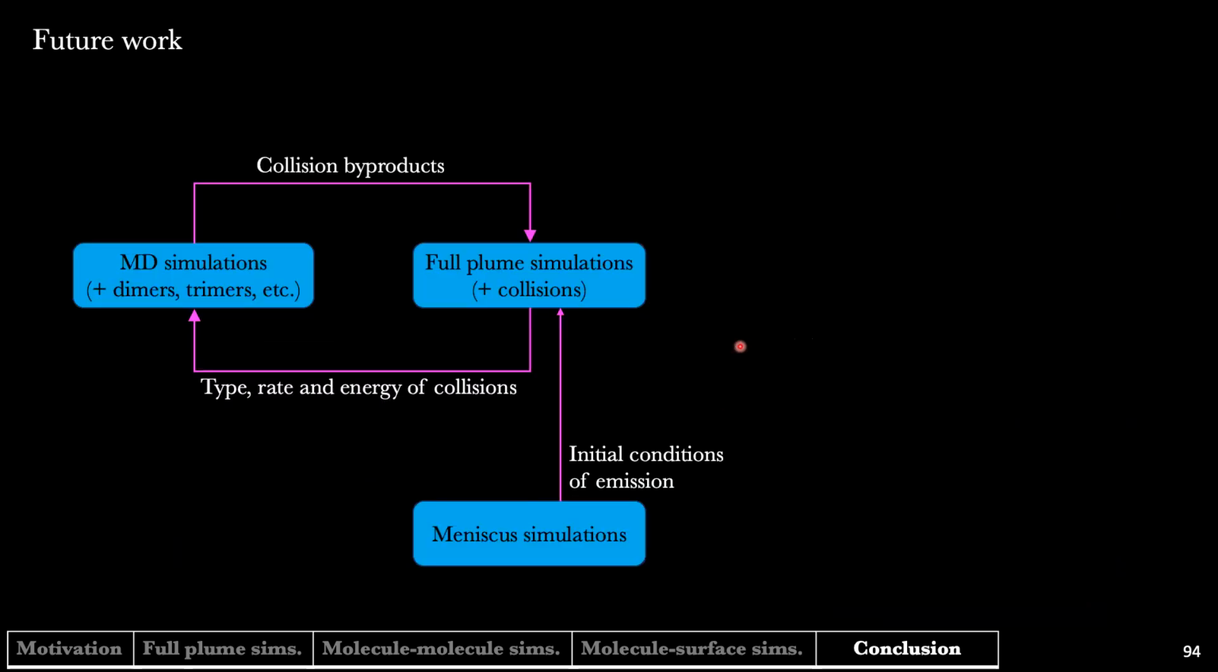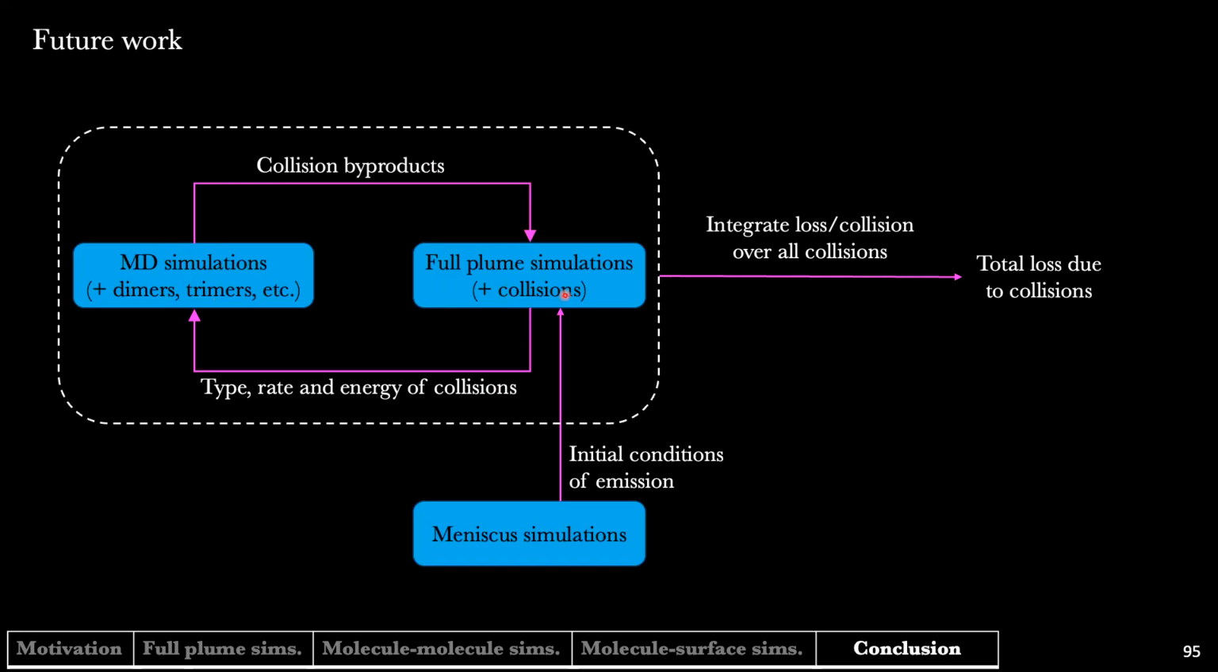And for the future work, we want to include collisions in the full plume simulations. So the full plume simulations plus the collisions will inform the MD simulations about the type, the rate, and the energy of collisions. And then we want to simulate the collisions by including also dimers and trimers in the MD simulations, because currently we only have monomers and neutrals. And then the MD simulations will inform the full plume simulations about the collision byproducts. And then we can use this closed loop to integrate the loss per collision over all the collisions to get the total loss due to collisions.